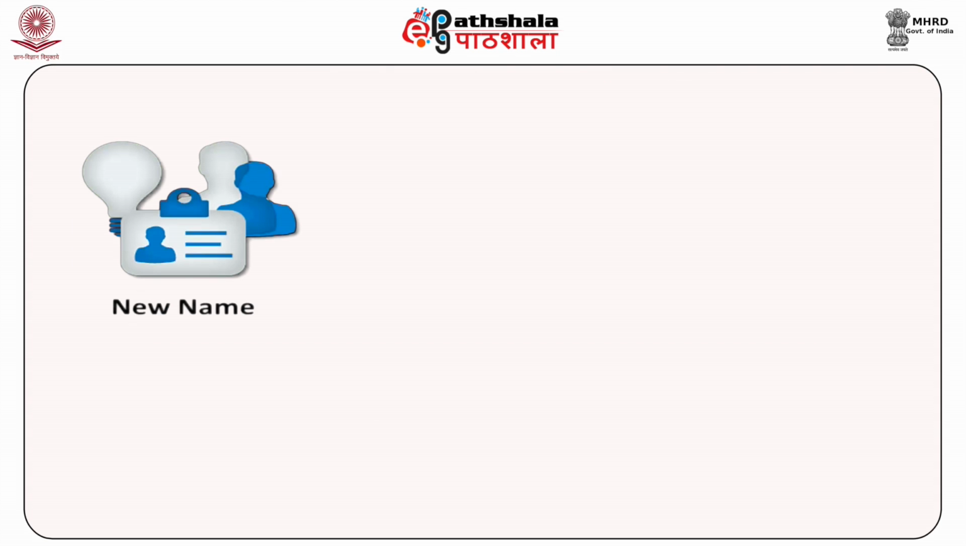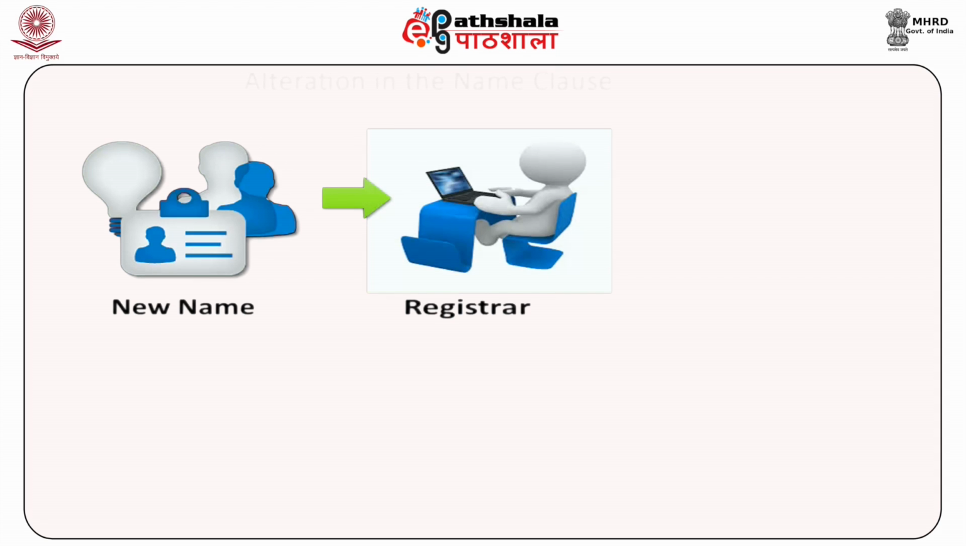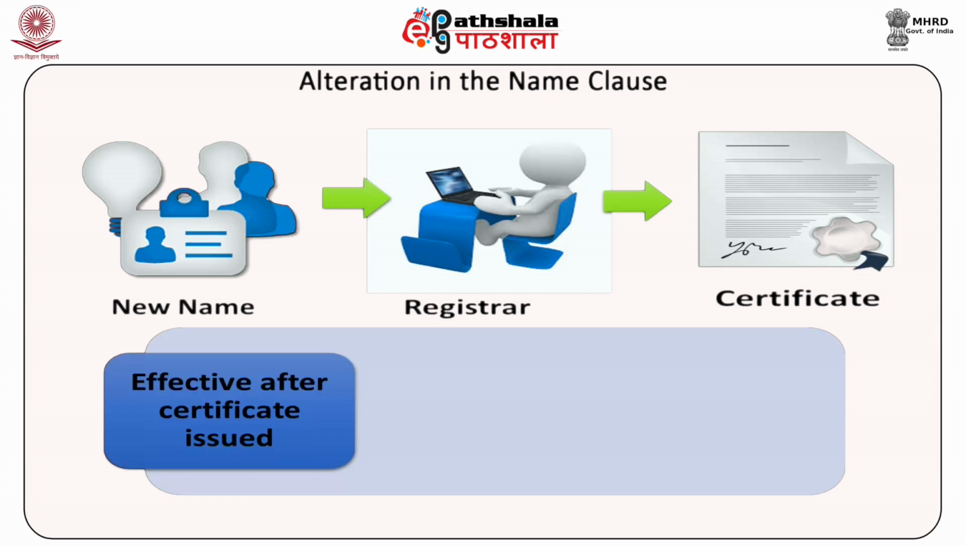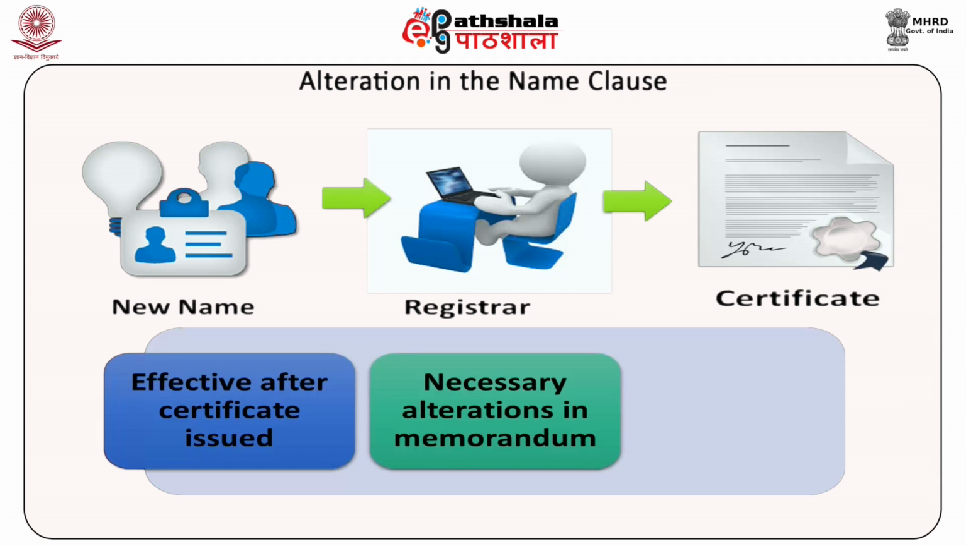The new name must be notified to the registrar, who will enter the new name in the register in the place of the former name and shall issue a fresh certificate of incorporation with the necessary alteration embodied therein. The change of name shall be complete and effective only on the issue of such a certificate. The registrar shall also make necessary alterations in the memorandum.